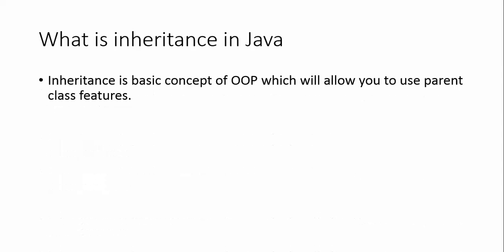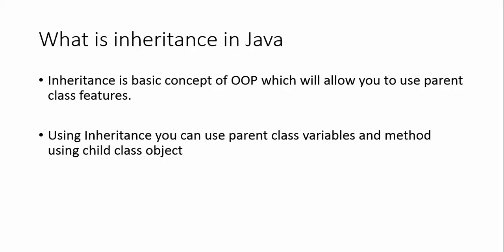So what is inheritance? As the name says, inherit. So we will inherit some of the properties from the parent class, which we can reuse. If you take the general example, we all inherit the properties of our parents. In the same way, we will have separate classes and we will inherit certain classes so that we can reuse the properties, or you can say features, of the parent class. In other words, using inheritance, you can use parent class variables and methods using a child class object.